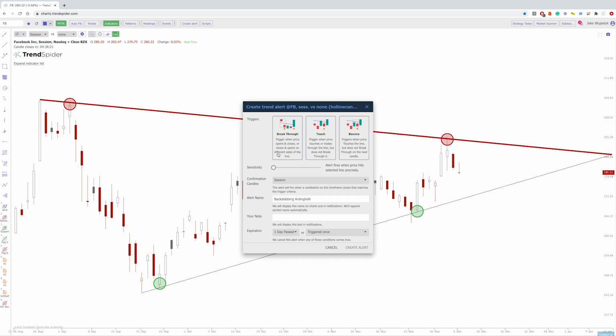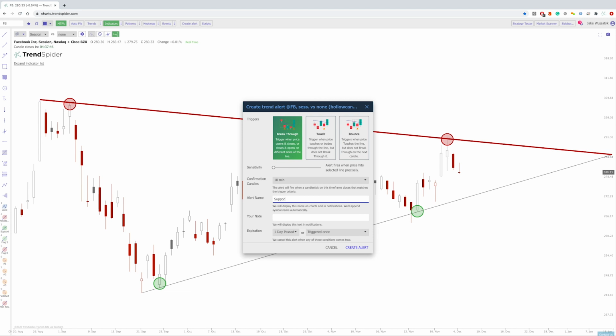So what we could do here is click breakthrough and choose a confirmation candle down to the 10-minute. What that means is we're looking at the daily chart here within the symmetrical triangle. Price has been trading within it and coiling within it for quite some time now. But what we want to focus on is when price actually breaks down through the support line or breaks up through this resistance line. So the confirmation candle of the 10-minute means whenever the 10-minute candle closes and breaks down through this line, that's when we'll be alerted.